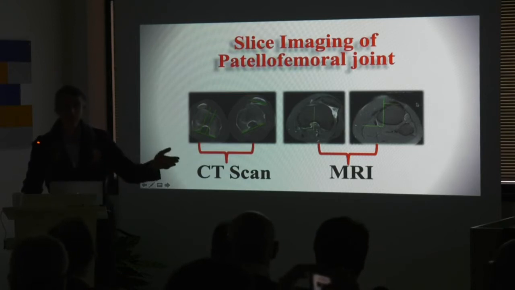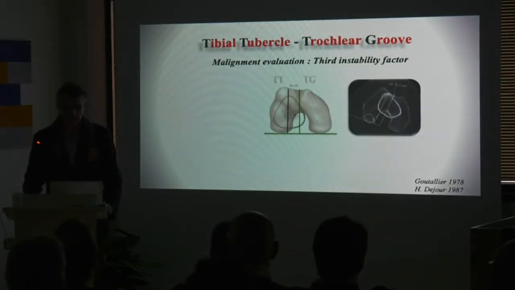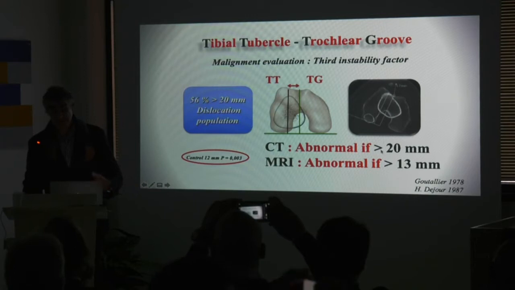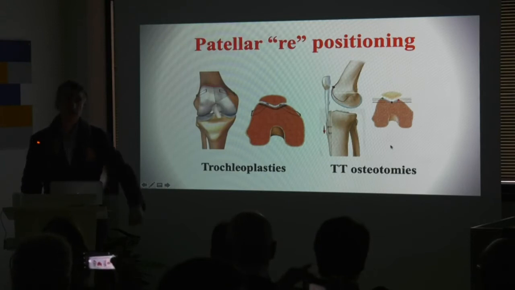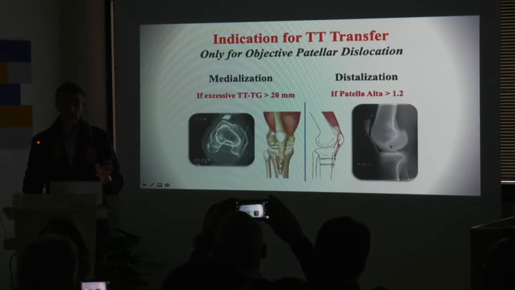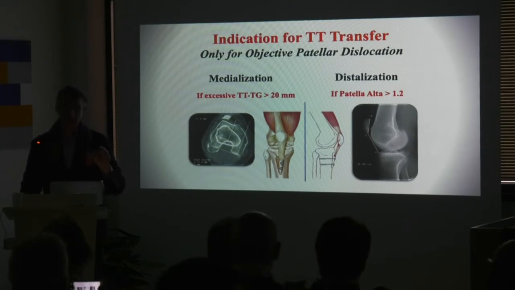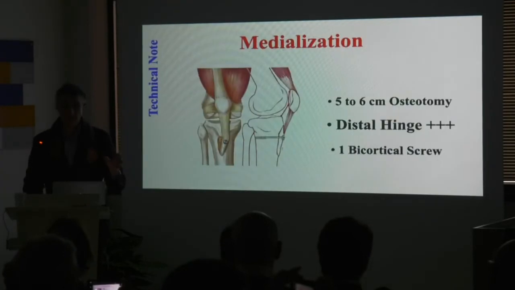You take a free software, you used to have Osiris, now you have Oros, which works so well, and you can do all the measurements you want. I remember that the two values are different if you use CT and MRI, 20 for CT, 13 for MRI. And when you speak about osteotomies, you will do a repositioning of your patella. So indication for TT transfer would be only for objective patellar instability, dislocation, medialization if you have an excessive TTTG, distalization if you have patella alta, and you will be able to mix both of them for sure.